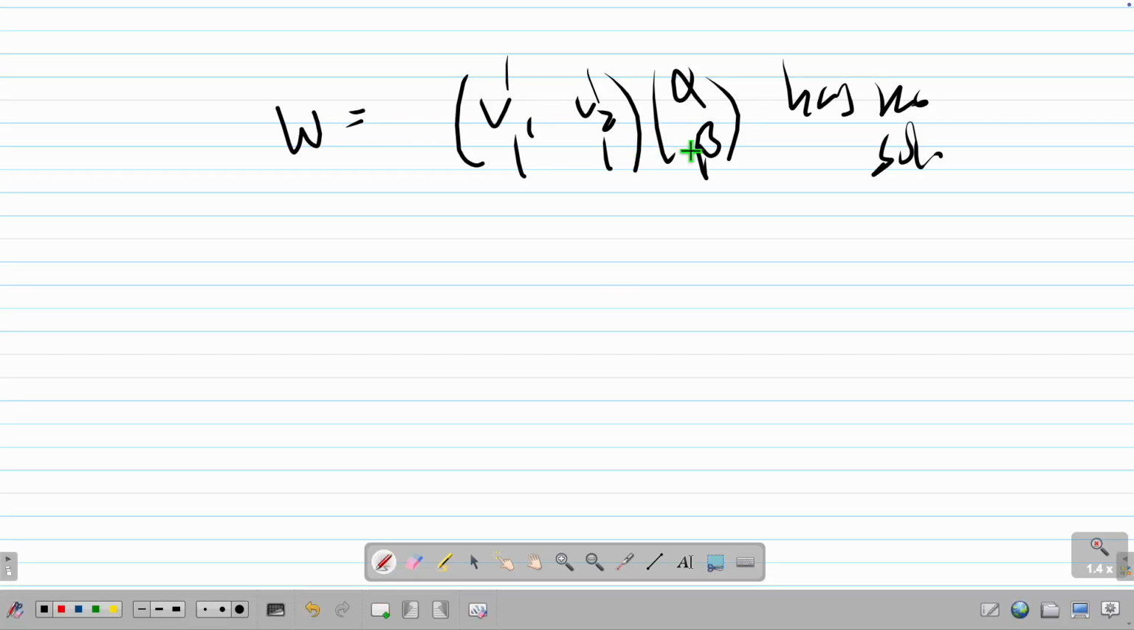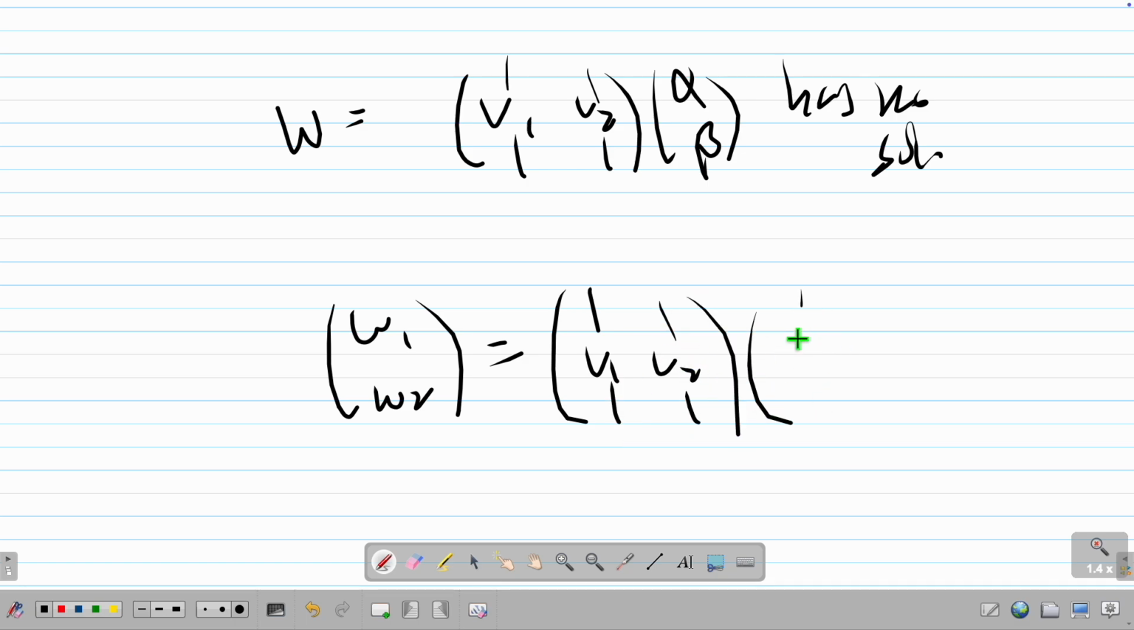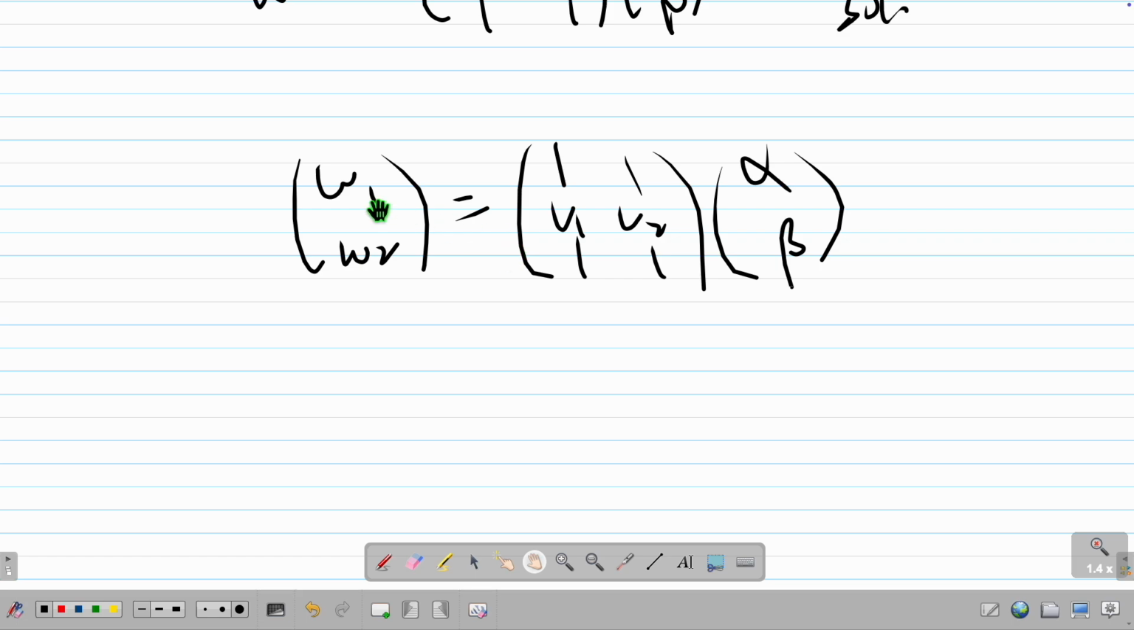If I want to solve this, I have a vector W equal to some V1, V2, alpha, beta. I want to solve this. How do I solve it? I want to write alpha, beta, because alpha, beta is unknown.